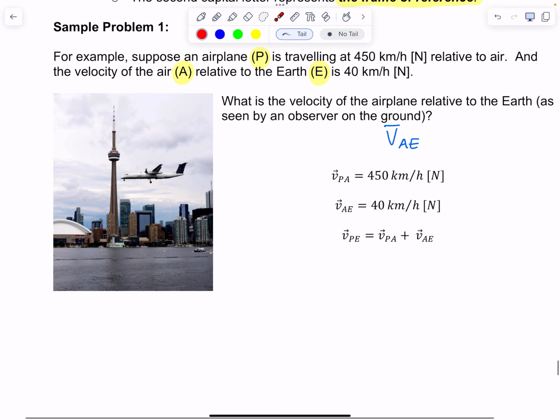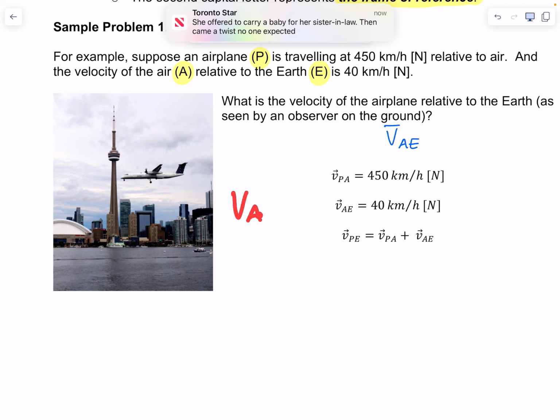We know the velocity of the plane is 450 kilometers per hour. And this is the velocity of the plane relative to the air. So I write velocity of plane relative to the air is 450 kilometers per hour north. I also know that the velocity of the air relative to the Earth is 40 kilometers per hour north.